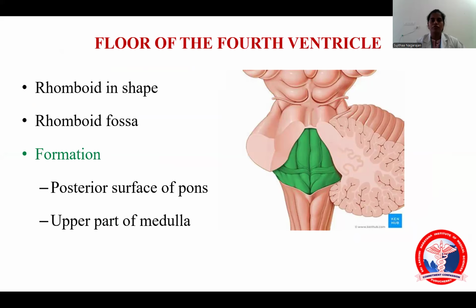Now, the floor of the fourth ventricle. It is rhomboid in shape, that's why it's called the rhomboid fossa. You can see here it is rhomboid in shape. Now, formation: it is formed by the posterior surface of the pons and the upper part of the medulla. So the floor is formed by the pons and the upper part of the medulla.